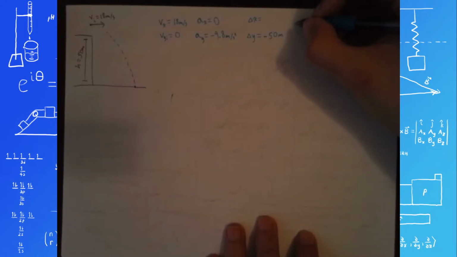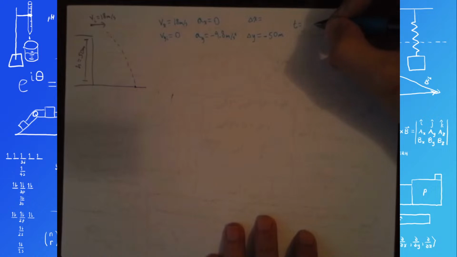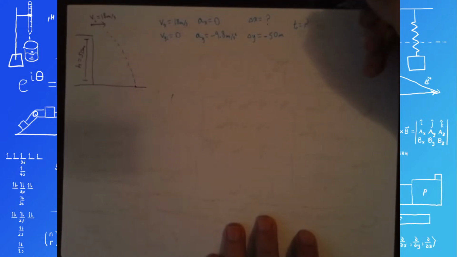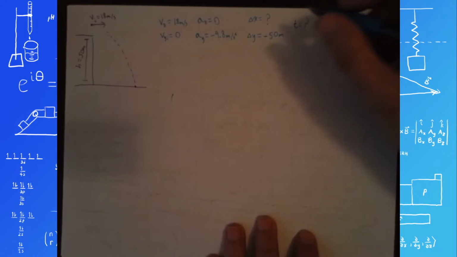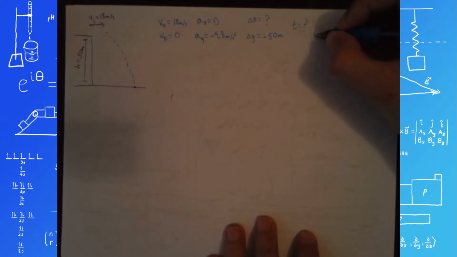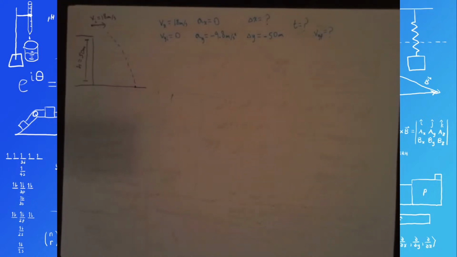And then time is a shared variable between both the horizontal and the vertical. And I guess v final for x is known. It's just still going to be 18 meters per second throughout. A vy final, however, is something that we need to figure out. Okay.